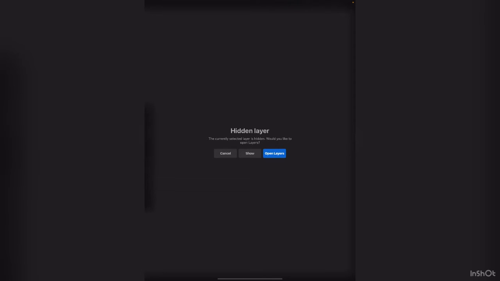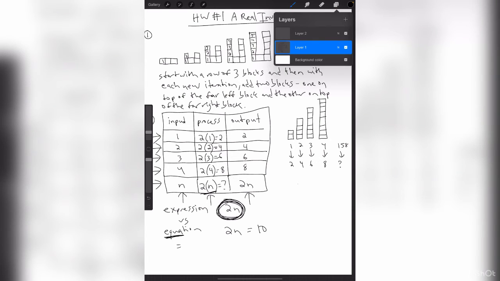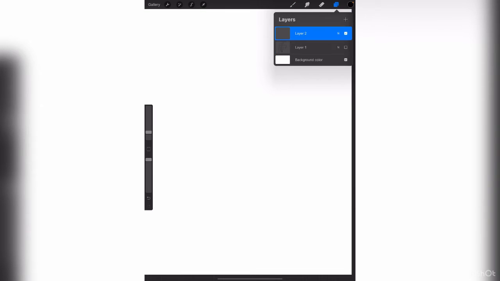Current selection layer is hidden. Oh, show. I want to go back and add it again. There we go.